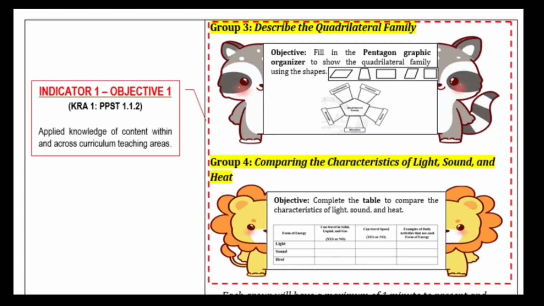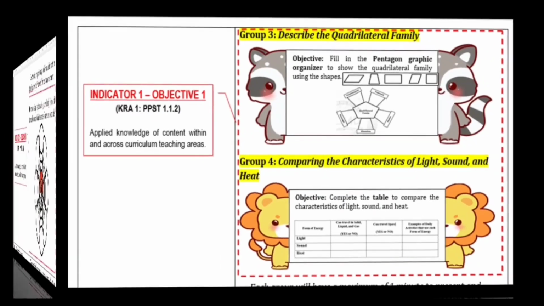And lastly, I used the lesson in Science 4 about the characteristics of light, sound, and heat. So the learners will complete the table to compare the 3 forms of energy. So aside from learning the main objective, which is to use appropriate graphic organizers in the text read, the learners also learned and checked their previous knowledge about the integrated lessons from math and science.